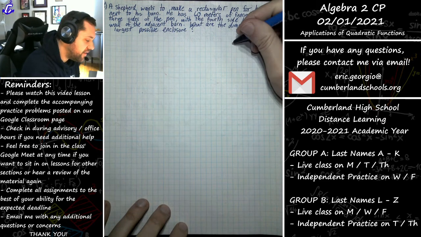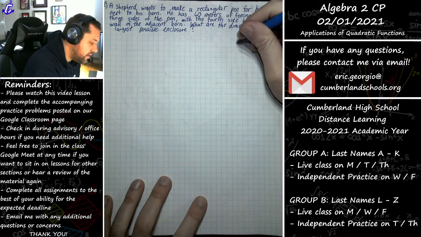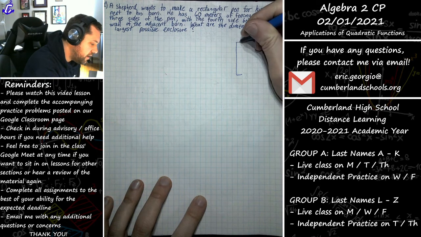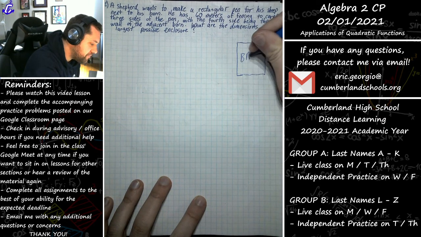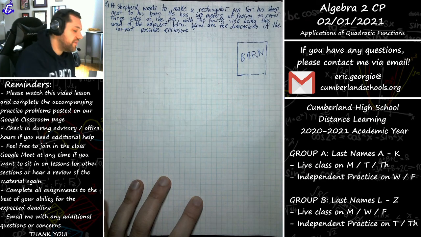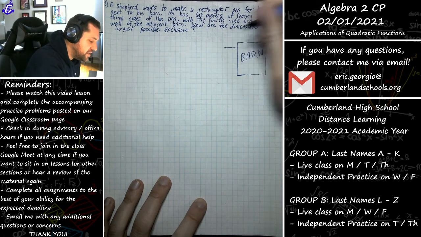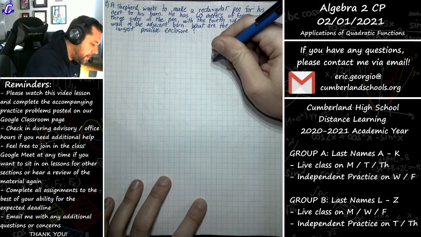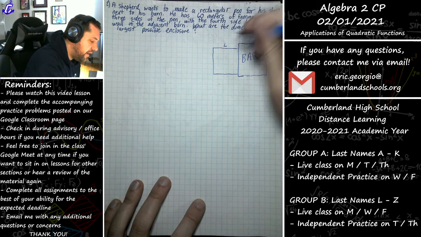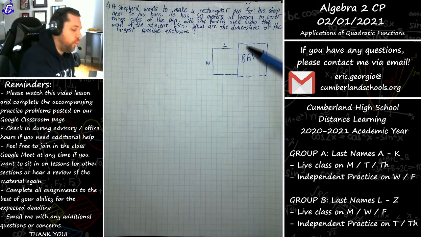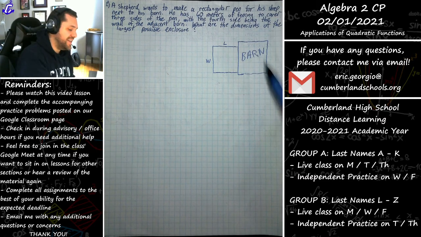So think of the fact that we have a barn here. This will be my great drawing of a barn. There it is, barn. And on the side of that barn, we're constructing this sort of pen here, where this is my length and this is my width. And notice that one of these sides is adjacent to the barn.